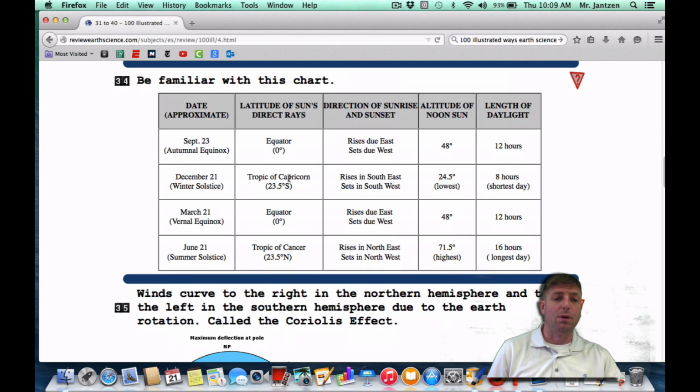Okay, number 34. Being familiar with this chart, this is that seasonal chart I've been mentioning again and again. Here's your 4 major dates, okay? Here's where the sun is directly overhead, okay, on each of the 4 major dates. Here's where the sun rises and where the sun sets. Here's the altitude of the noontime sun, okay? This looks like for New York State, okay? And this is the length of daylight, okay, for each of these, all right? So this is something you almost have to have memorized walking into the Earth Science Regents exam, okay?